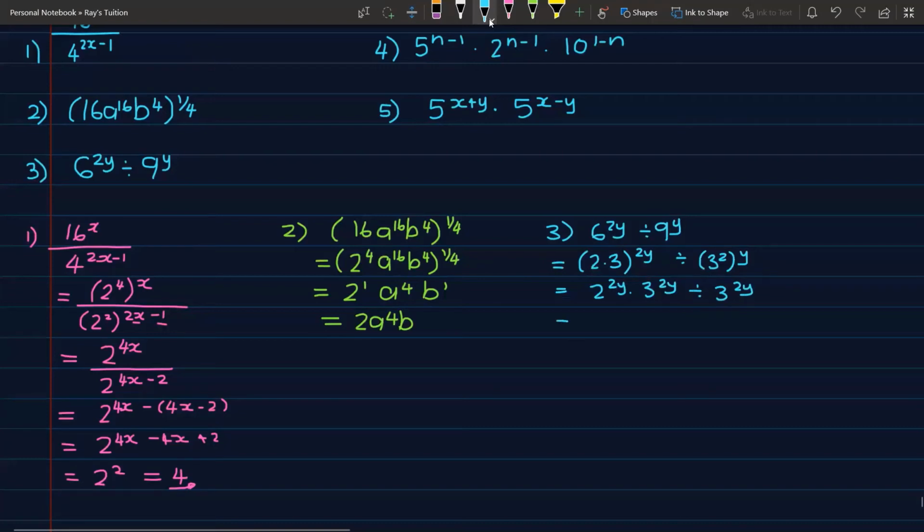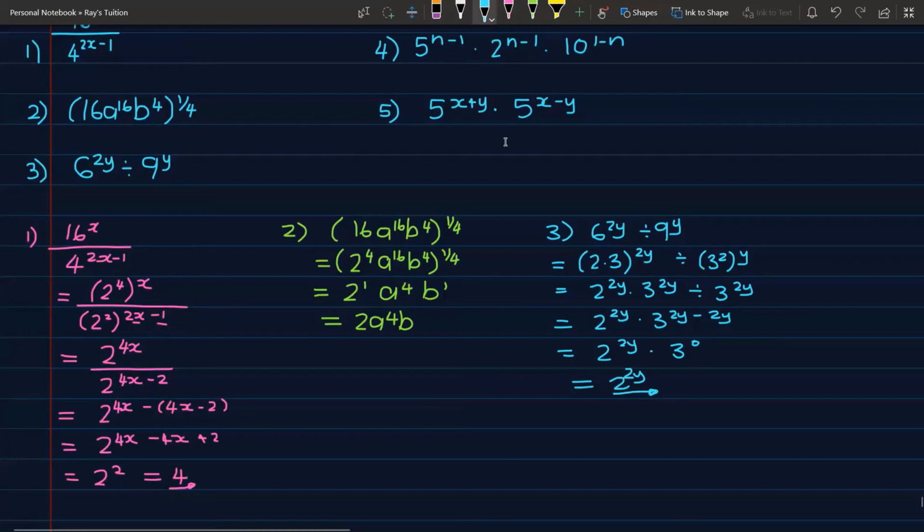Now we're going to use our law of division for exponents. When we divide, we subtract. So this will become 3 to the power of y minus 2y. So we're subtracting the one on the same base. So this here becomes 2 to the power of 2y times 3 to the power of 0, which is 1, and that just simplifies to 2 to the power of 2y.